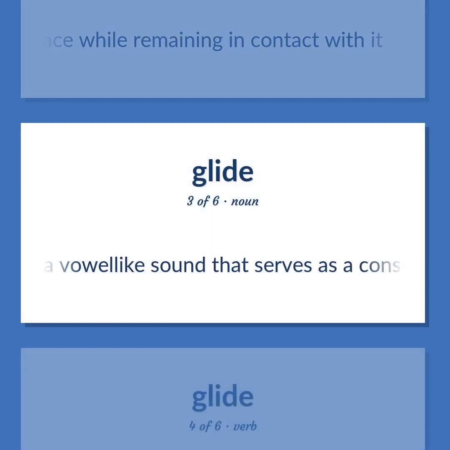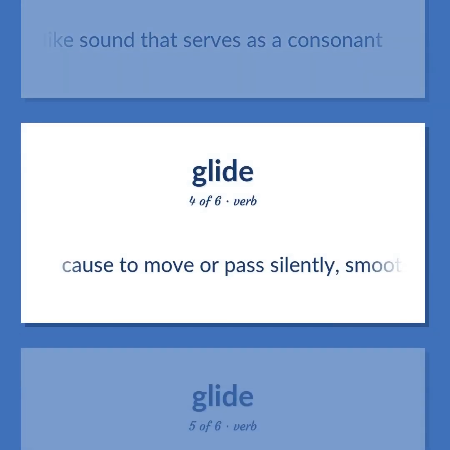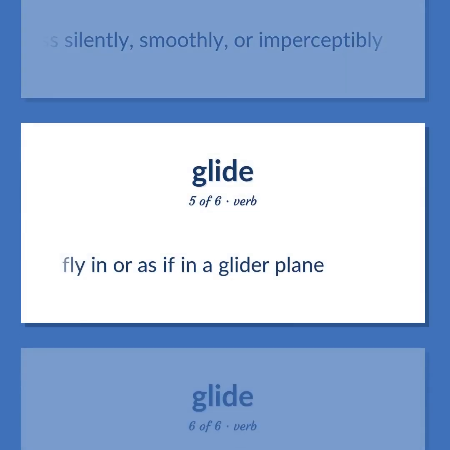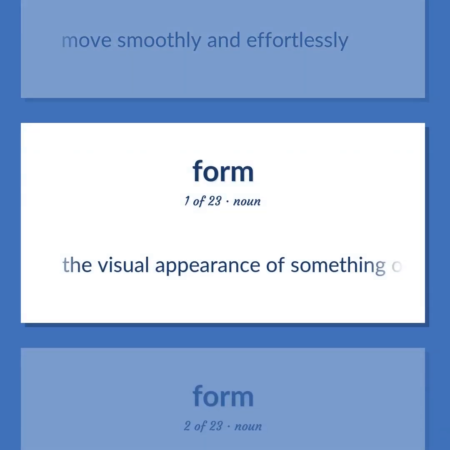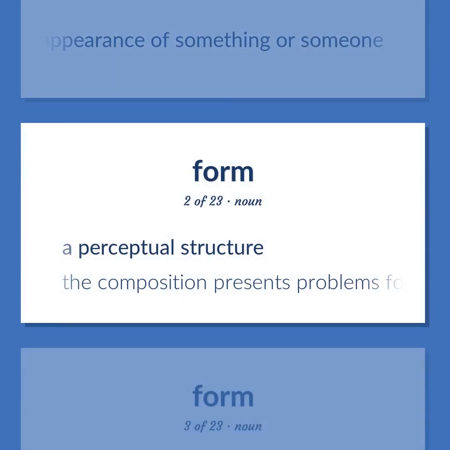A vowel-like sound that serves as a consonant. Cause to move or pass silently, smoothly, or imperceptibly. Fly in or as if in a glider plane. Move smoothly and effortlessly. The visual appearance of something or someone. A perceptual structure. The composition presents problems for students of musical form.